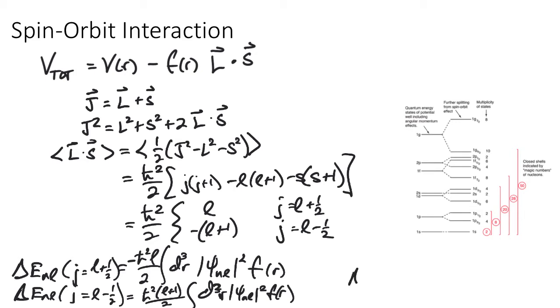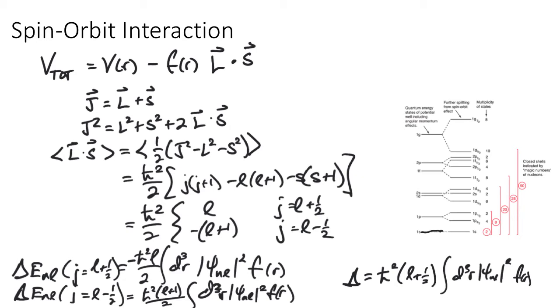So the total change in energy then is going to be something like h bar squared (L plus a half) times the integral of d cubed r psi n L squared f of r. The important thing to note here is that the splitting caused by the spin-orbit interaction depends on this integral, but grows with growing L. And so what happens is that each one of the states we had that had a finite L, some orbital angular momentum, gets split into two states.